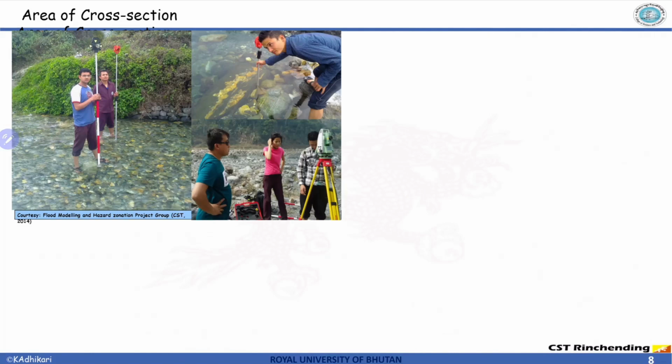These are some of the images from my project. You can see me and my friend Karma standing in the river, so we are actually surveying the bathymetry of the Bursa river. We wanted to calculate the discharge, and so we were surveying this. You can see Leki sir is also along with us. So these are my group friends.